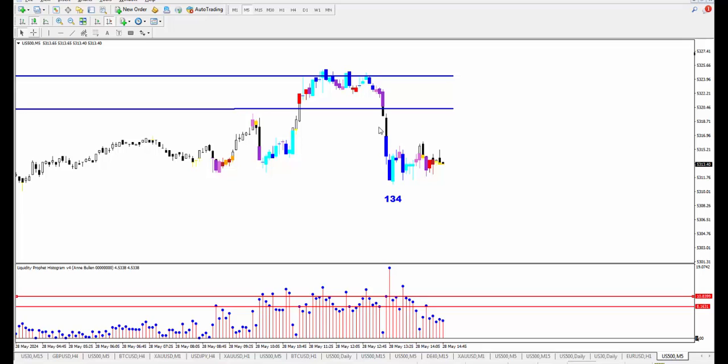But if you were just scalping, you could have actually got out of this trade for about 134 points, and you would have aimed for that previous swing just down there. So that would have been a great target.